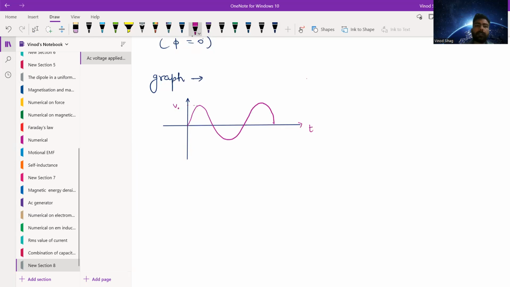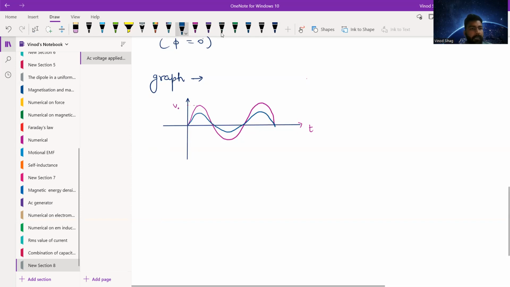Now we can draw the graph of current. Its amplitude will be less than the amplitude of voltage, because the amplitude I naught equals V naught upon R. So that's why the graph will be a little lower than the amplitude of voltage. Like this, it will be the graph of current.